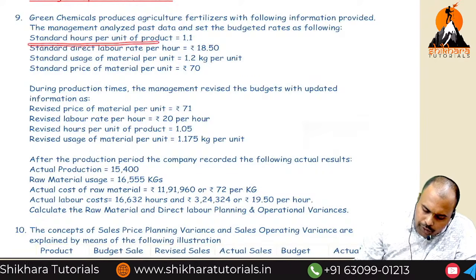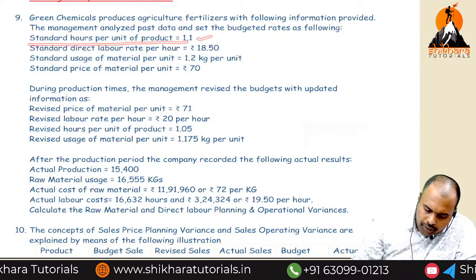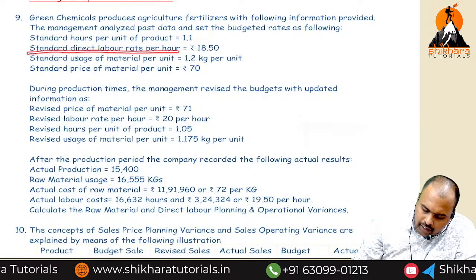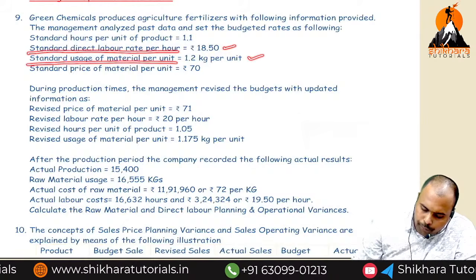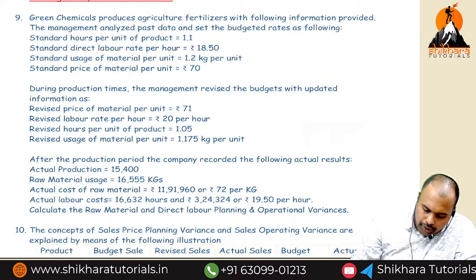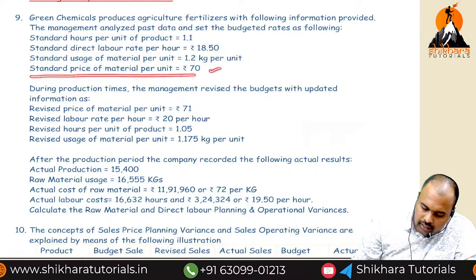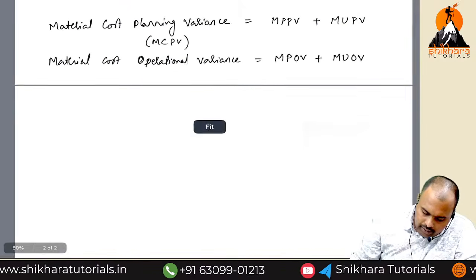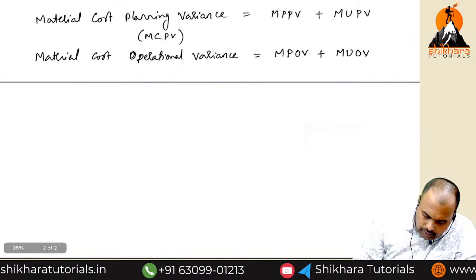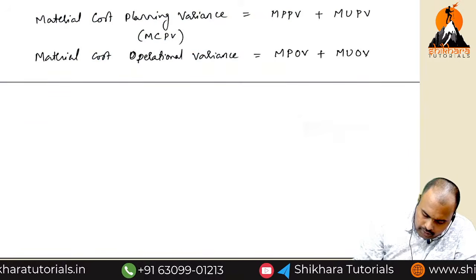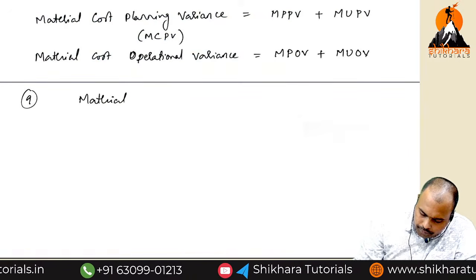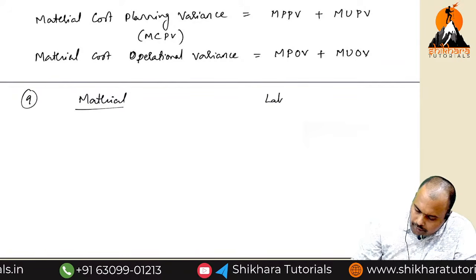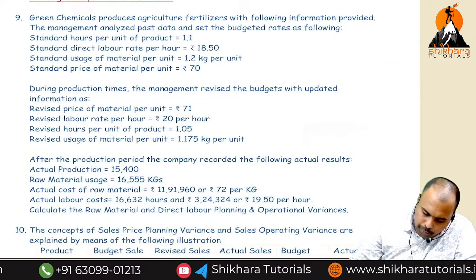Now what have they given? Standard hours per unit is 1.1. Standard direct labor hour rate is 18.5. Standard usage of material is 1.2 kg per unit. Standard price of material is 70. They are giving two sets of data, one is about material, the other is about labor. Let's note it down one by one.